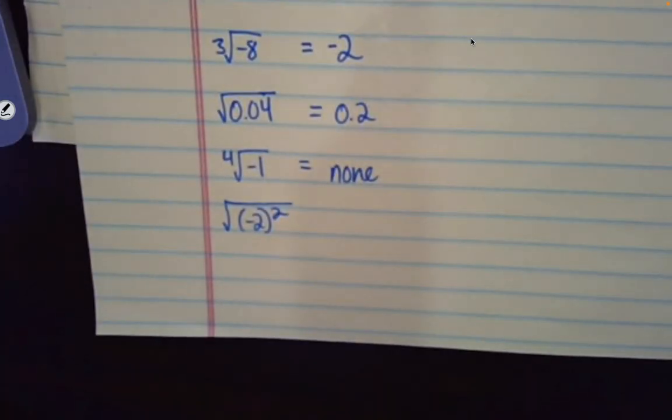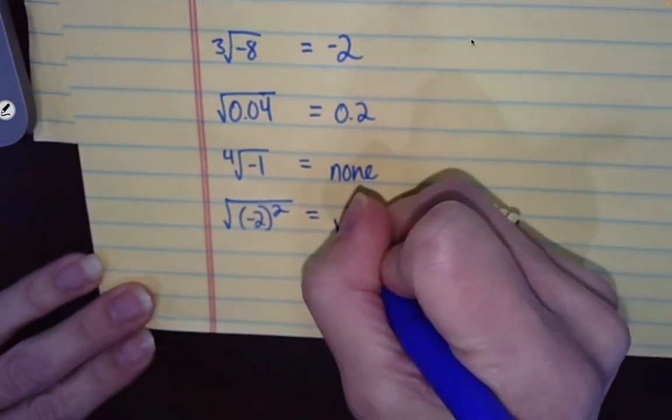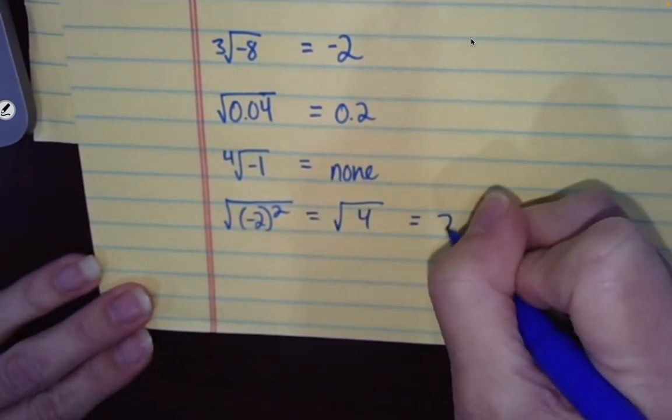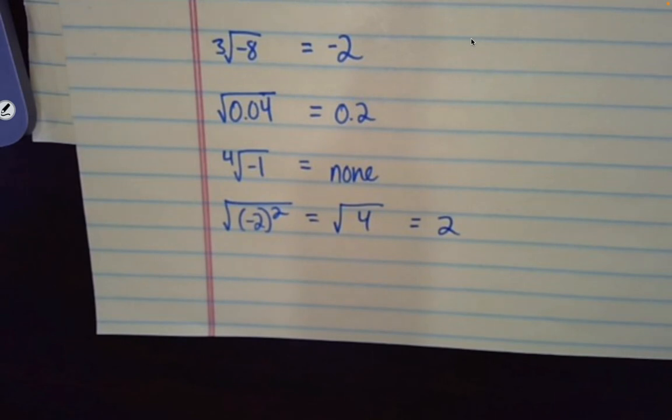Okay, so I would just rewrite it. The square root of 4, and it's just 2. They didn't want 2 and negative 2 listed. Okay, are we good with those? Do I need to do any more examples of those? No, I guess not.